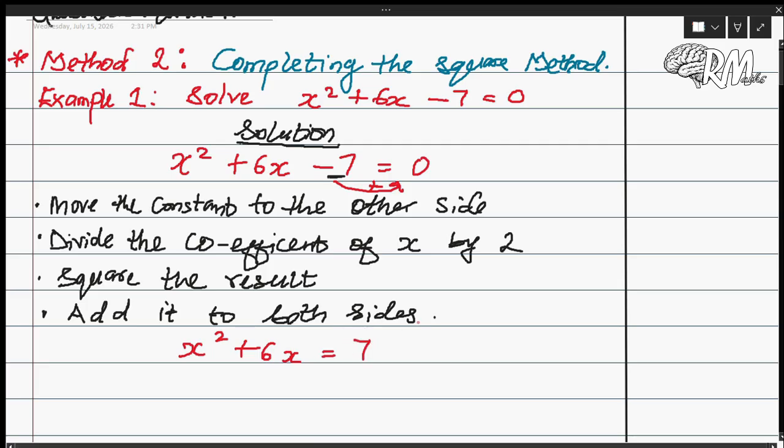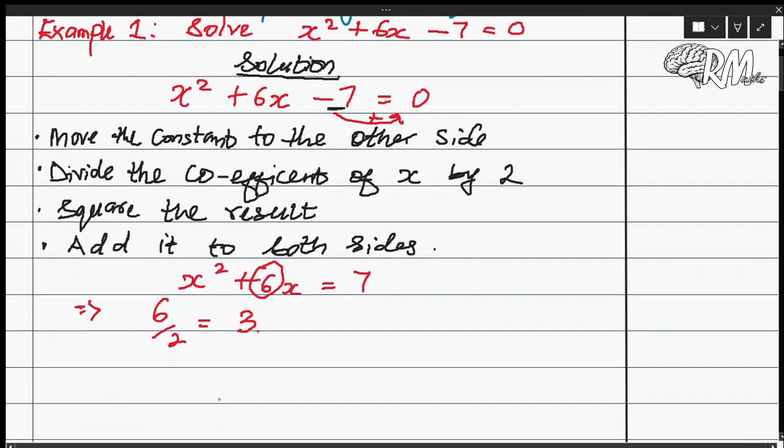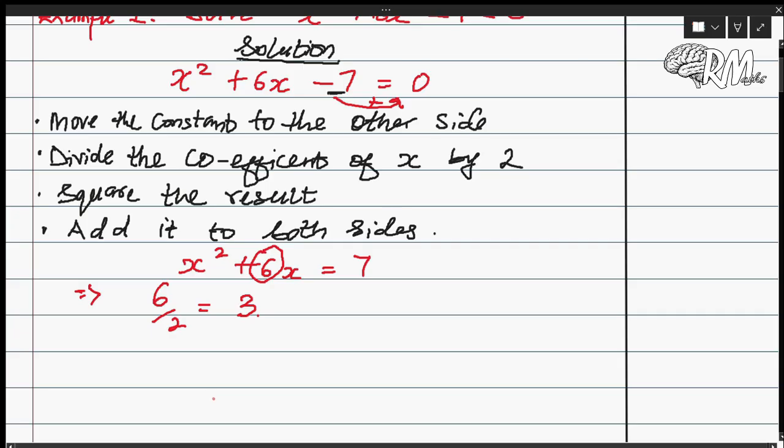Now the second procedure, which says divide the coefficient of x by 2. Now the coefficient of x is 6. This is the coefficient of x here. So I'm going to divide it by 2. So if I divide it by 2, it gives me 3. Now that is all for the second procedure.